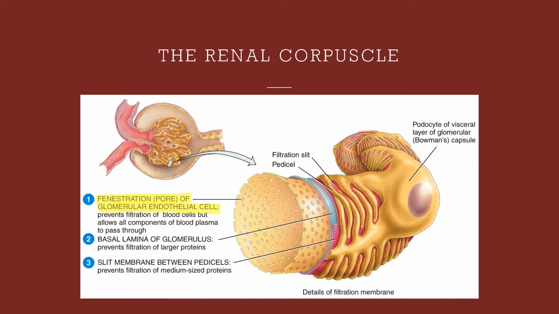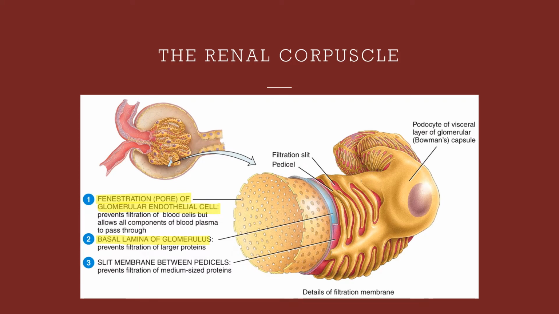The second layer is going to be the basal lamina. It's colored in blue here in this picture. This is going to be a layer of acellular material between the endothelium and the podocytes. So really it just consists of very small collagen fibers and proteoglycans in a glycoprotein matrix. Now there's actually going to be negative charges within this basal lamina matrix that prevent filtration of large negatively charged plasma proteins.